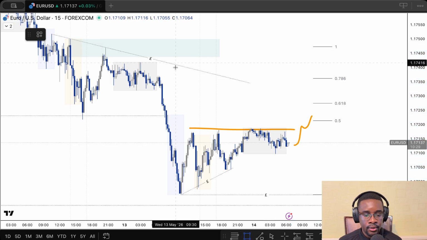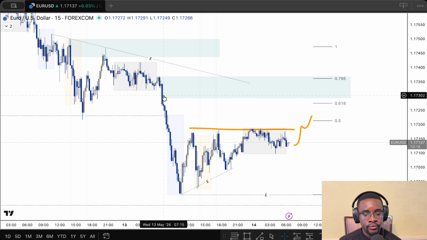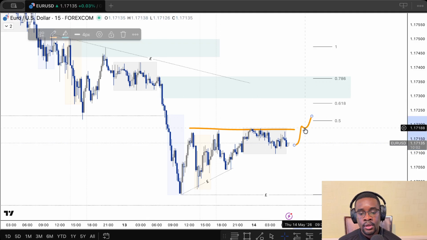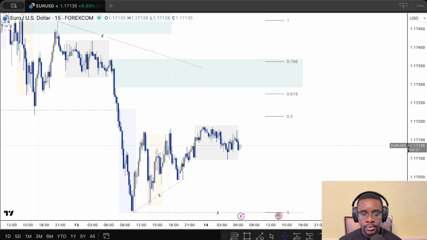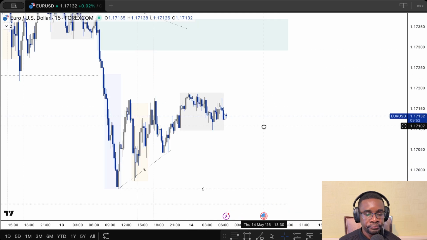I don't have anything clearly, so I'm just going to mark this area right there, simply because we have this imbalance, and of course we had this push up and then break. That's all I'm going to mark. Whether price comes up to that area or not remains to be seen. Whether it will actually hold as well, we don't know.